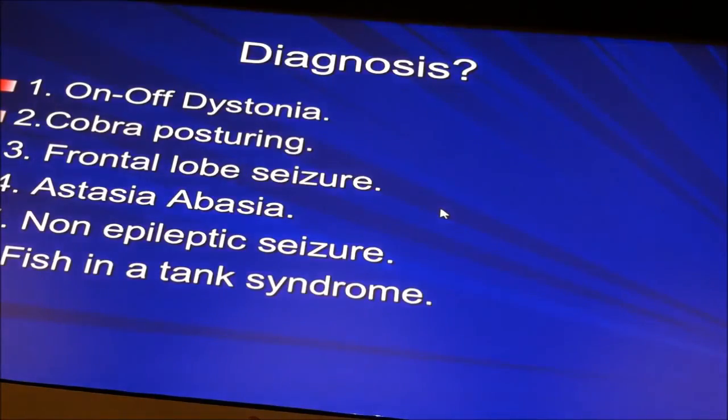Did you see that? Now diagnosis: on-off dystonia, cobra posture, frontal lobe seizure, astasia-abasia, non-epileptic seizure, fish in a tank syndrome. I'm not kidding, this is an option I'm giving to you. She was like a fish in a tank. She did the cobra position. See? Now you have the excuse to do that.